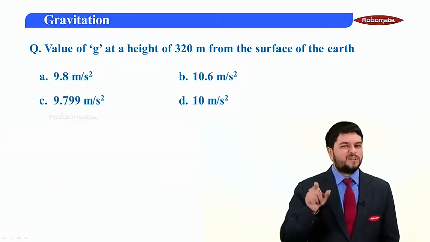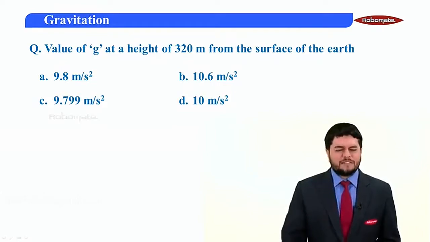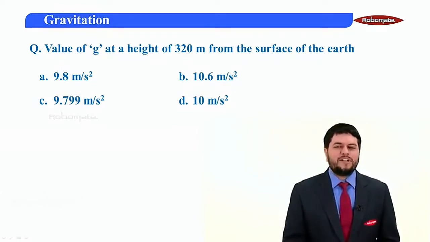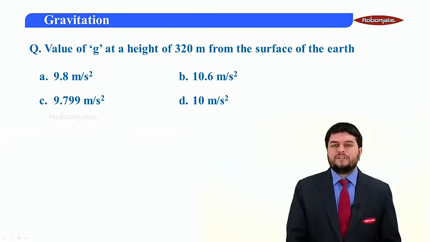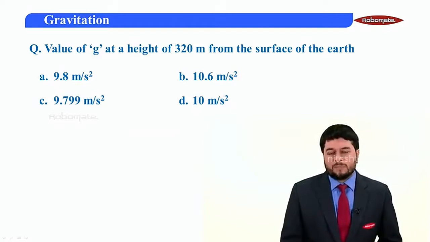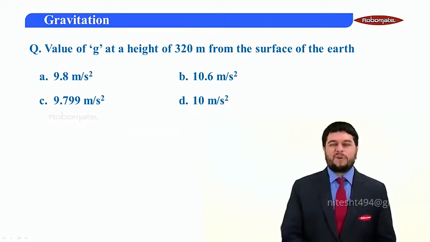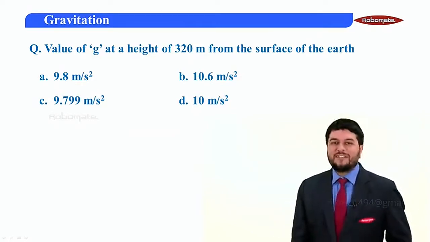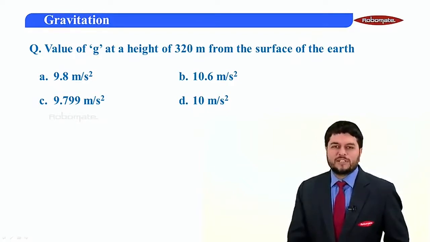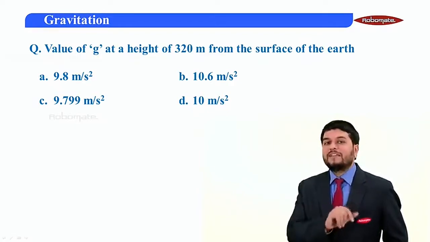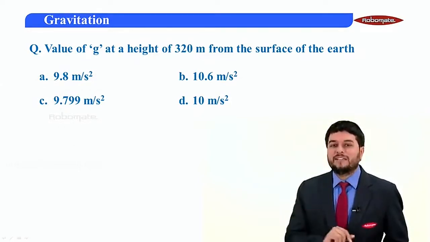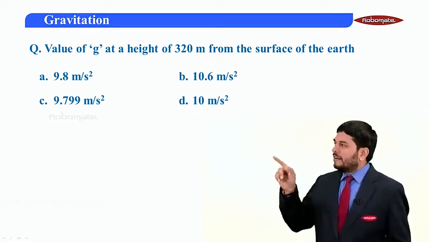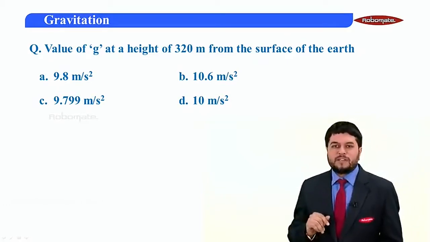Now please note what height it is at. It's at a very small height, 320 meter, nothing. Compared to the radius of the earth, 6,400 kilometers, 320 meters is very small. Approximately it is very close to the surface of the earth. If it is very close to the surface of the earth, you know what is the acceleration due to gravity on the surface of the earth? It is 9.8 meter per second square. Okay, A is the answer, 9.8 meter per second square.